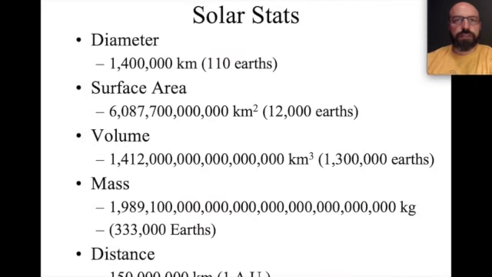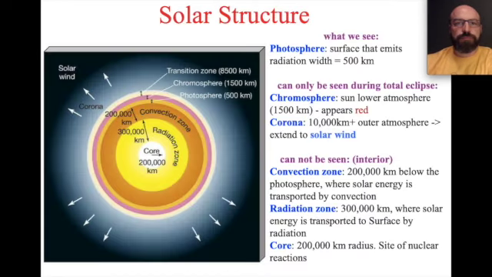So, a couple of statistics about the sun. I'm not going to talk about all these, but highlights are that we could line 110 Earths up right next to each other to get the diameter of the sun and fit 1,300,000 Earths inside the sun.